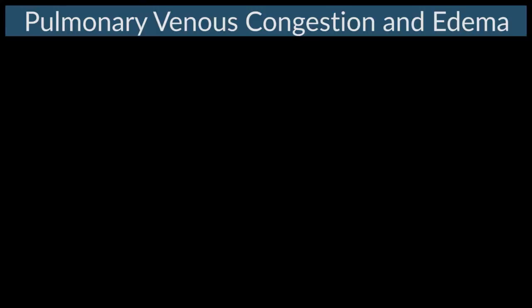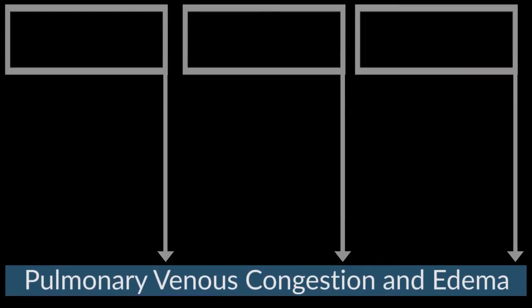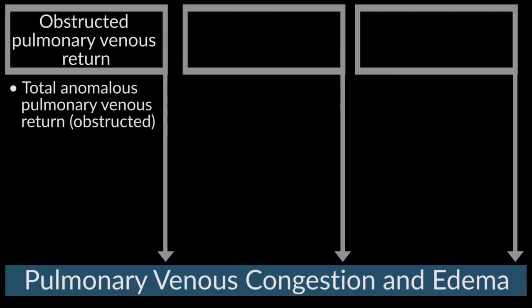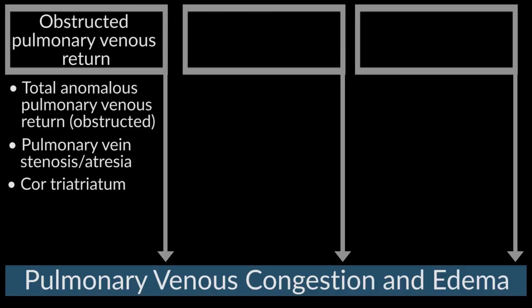Pulmonary venous congestion and edema is another feature of the pulmonary vascularity that is important to pay attention to. The 3 main things that cause pulmonary venous congestion are obstructed pulmonary venous return, and that is often seen with total anomalous pulmonary venous return that is obstructed, or pulmonary vein stenosis or atresia, and other causes of left-sided obstruction such as cor triatriatum or mitral atresia or stenosis.